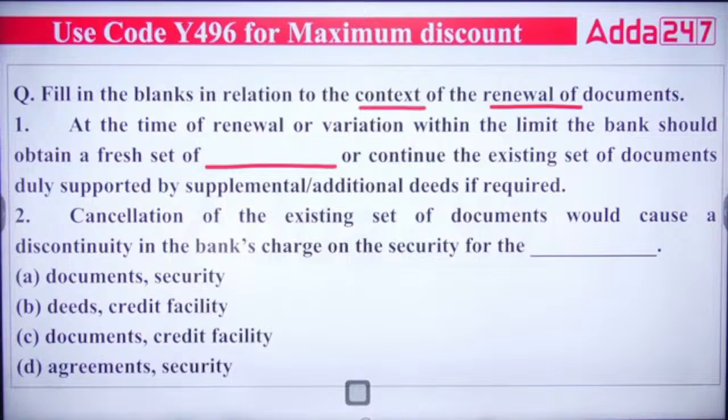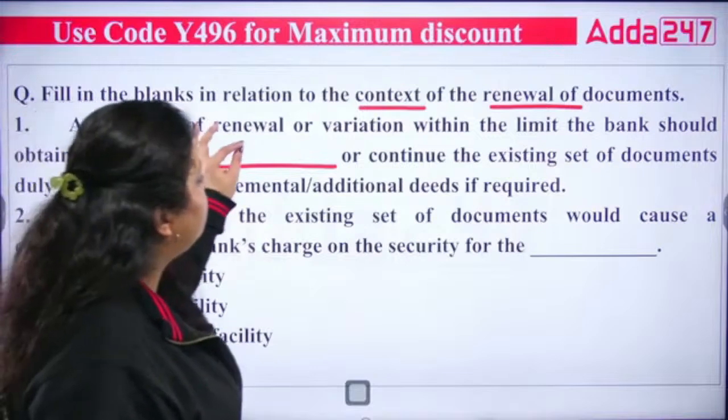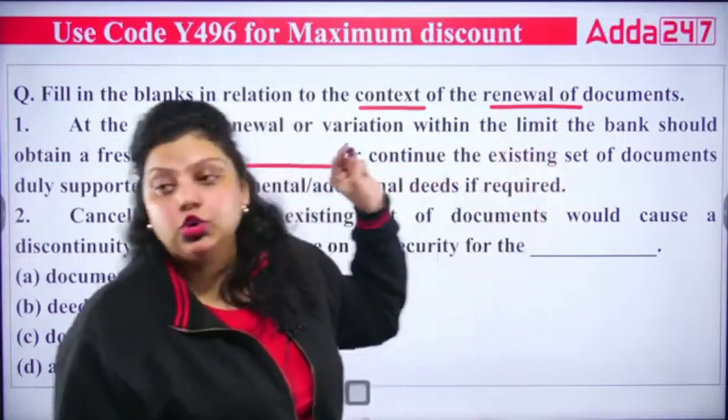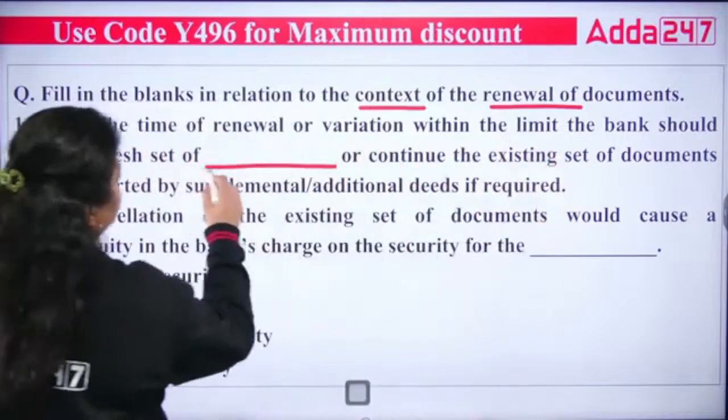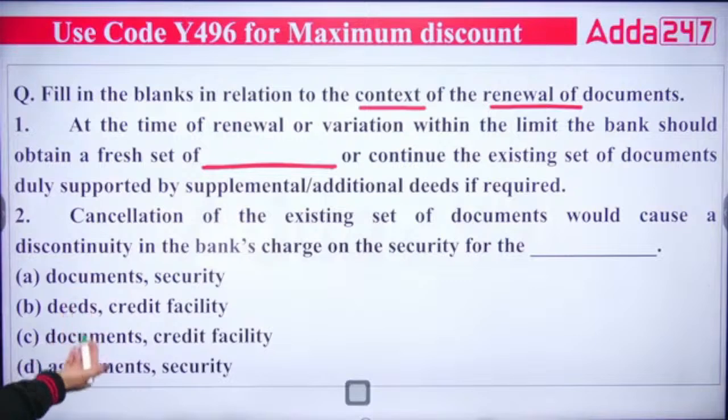Now, you have to answer which of the following is correct. Filling the blanks. So, first is saying at the time of renewal or variation within the limit, the bank should obtain a set of what? The set of documents, deeds or agreements. What set do they have to obtain? It is obviously the documents. So, it cannot be deeds, it cannot be agreement.